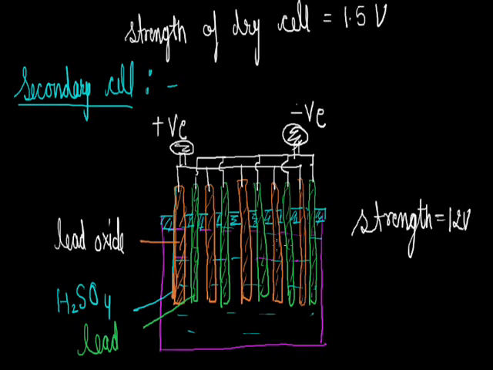Such 6 combinations are connected in the secondary cell, and the strength of one combination, the lead oxide and lead, positive and negative, one cell, is 2 volt. Since 6 such cells are connected in series in the whole lead accumulator, the total strength is 12 volt. In this figure, 5 cells are shown, but actually there are 6 cells connected in the lead accumulator. And after the cell is used up, it can be recharged and reused. That's why it is known as a secondary cell.